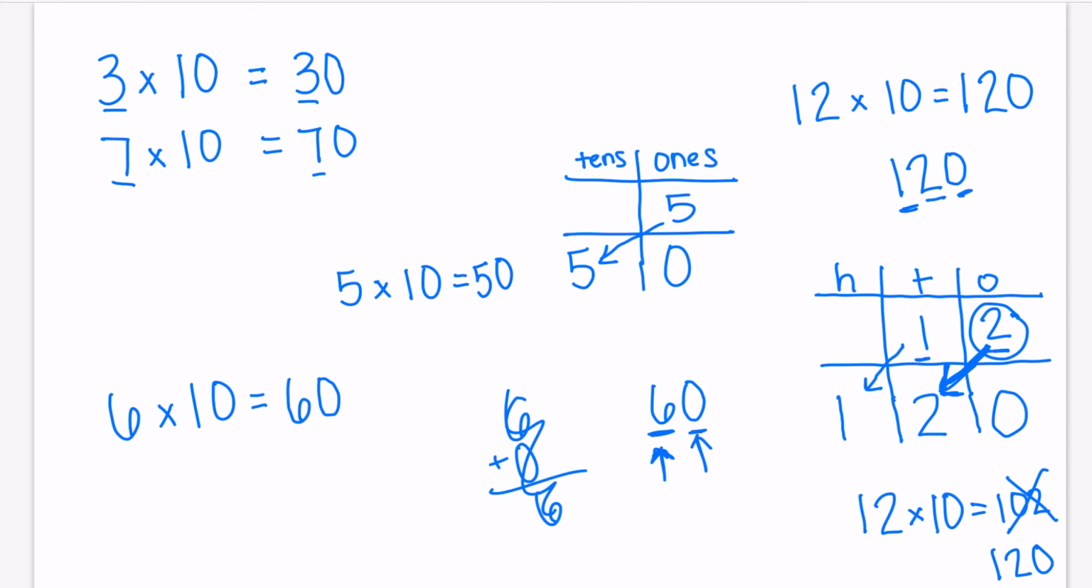Okay, so in this video, we talked about how place value relates to our understanding and how we can use the strategy of placing a 0 behind the digit when multiplying by 10.